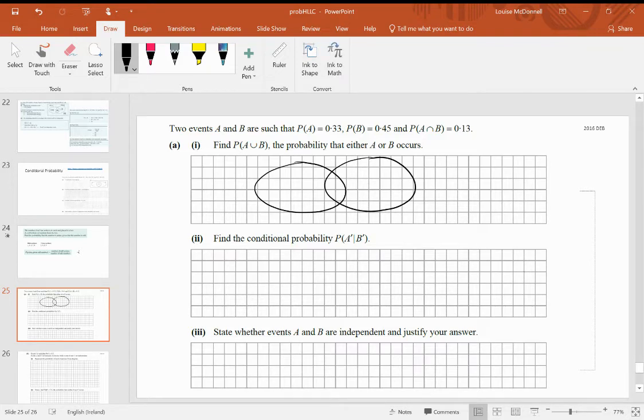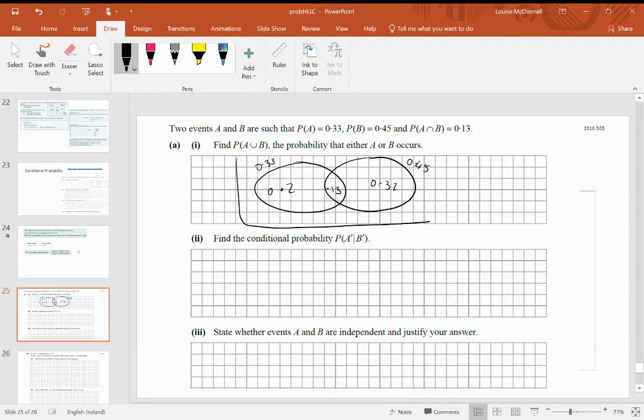Okay, what we know is that the probability of A is 0.33. Now I'm going to put that here for a minute. And the probability of B is 0.45. But the probability of the intersection is 0.13, so I just put 0.13 there. That means that this part here is 0.2, because I've taken the 0.13 away from the 0.33. And this part here is going to be 0.32, because again, I've taken the 0.13 away.